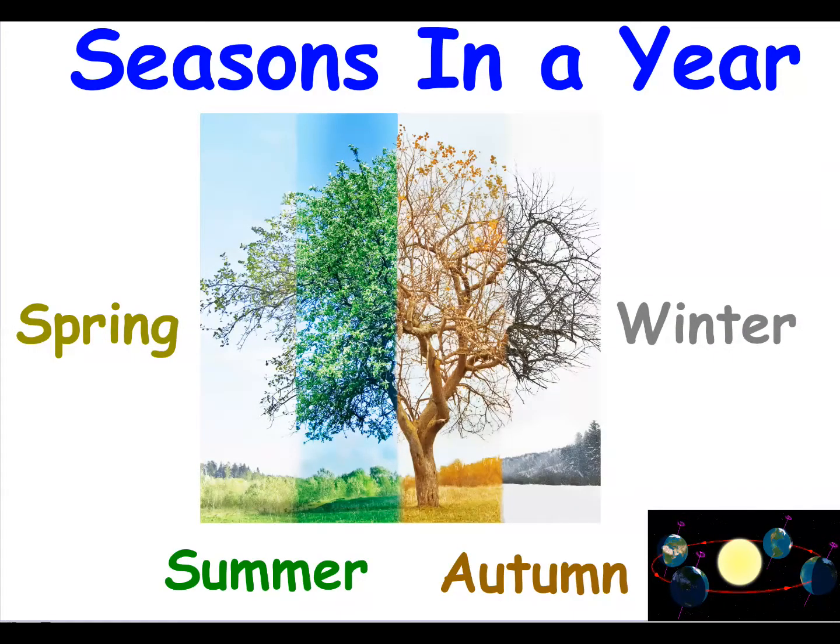So let's have a look at some of these groups then. The seasons in a year are spring, summer, autumn and winter in that order, and they come from the tilt of the Earth. So the relative tilt of the Earth relative to the position of the Sun gives us our 4 seasons.